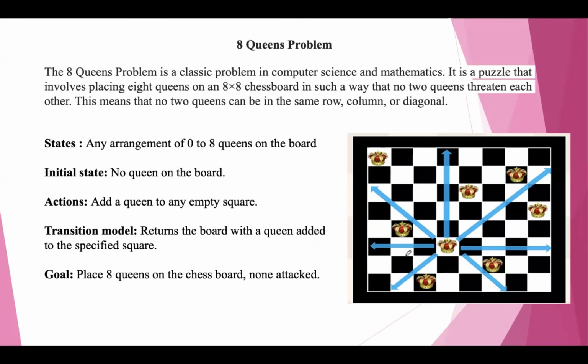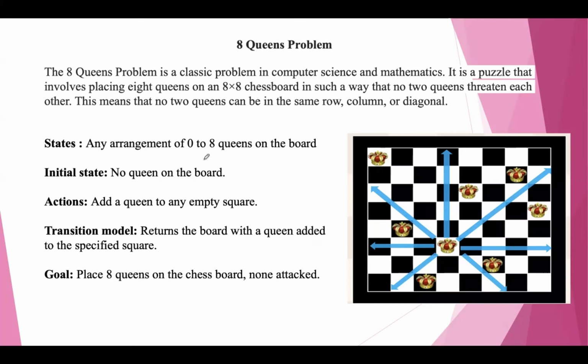The goal is to place 8 queens on the board such that each pair of queens aren't attacking each other. So we need to place all the 8 queens so that none of them attack each other. You can see it in the picture. Every queen is not in the line of sight of another queen. So this is the arrangement.